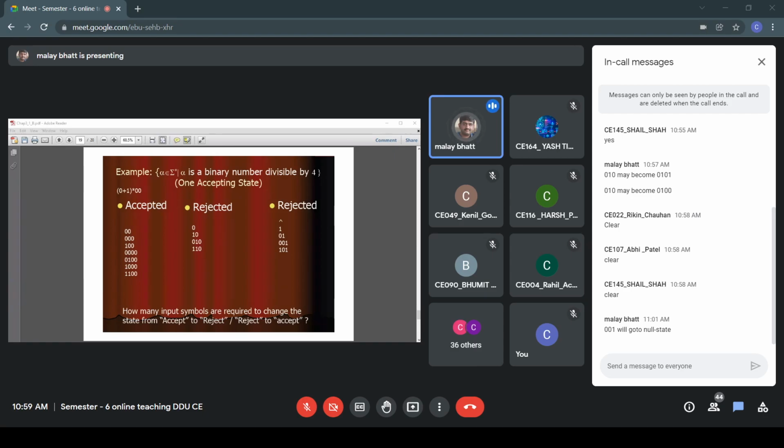I hope this is clear, how we have divided this into 3 groups. You can easily identify the number of states with this simple method. Yes, any query in this example? It is a binary number divisible by 4.